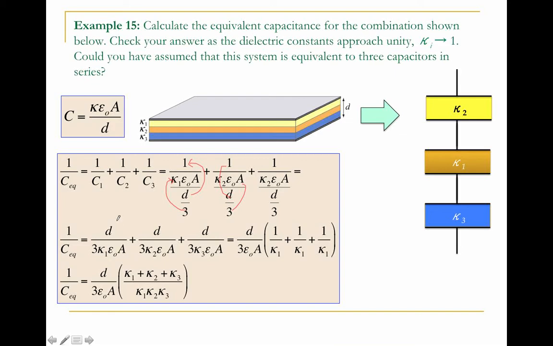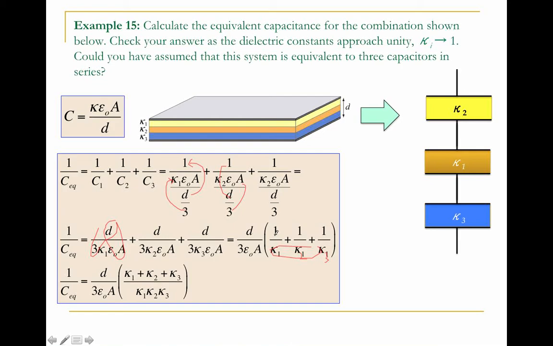And as you can see, this is a common factor to all three. So if I pull that out, d over 3 epsilon A, then I have 1 over kappa 1 plus 1 over kappa 2 plus 1 over kappa 3. Now the common denominator for all three is kappa 1, kappa 2, kappa 3.